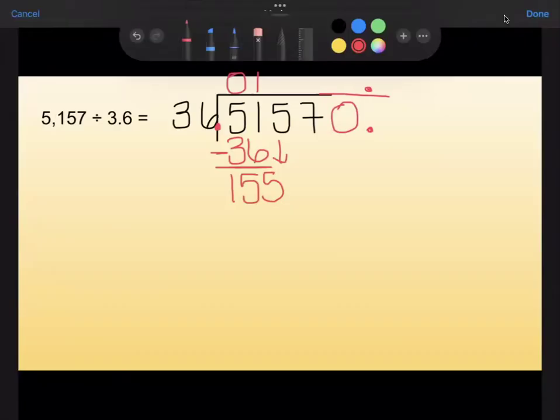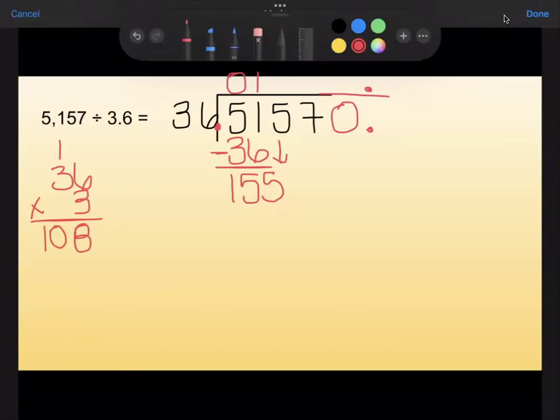So I'm going to try, since I know 36 rounds up to 40, and I think 40 would fit into 150 maybe about 3 times. I'm going to start with 36 times 3 and see where that gets me. That would be 6 times 3 would be 18. And then 3 times 3 plus 1 would be 10, 108.